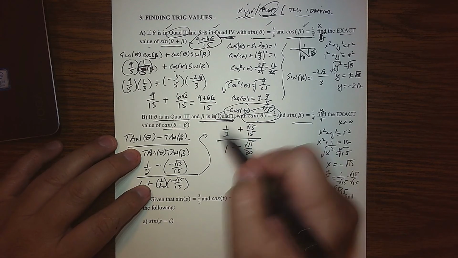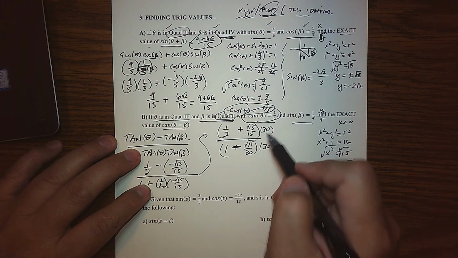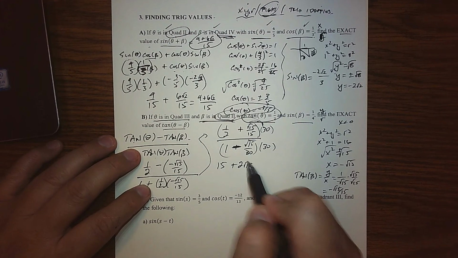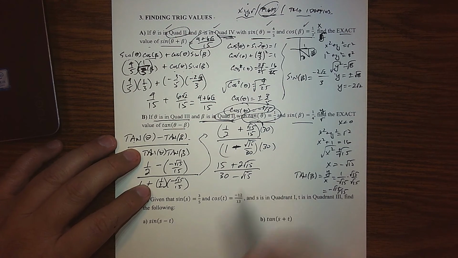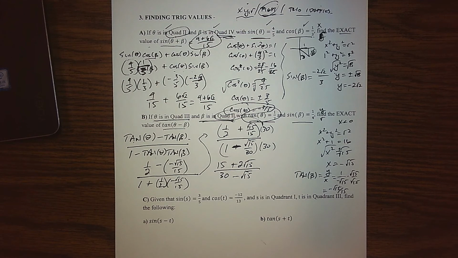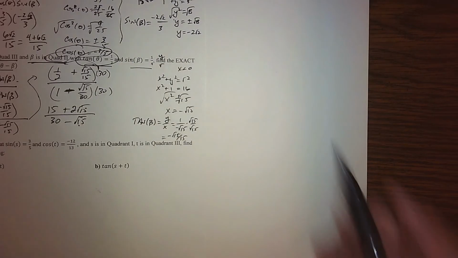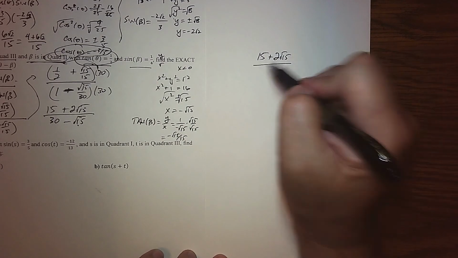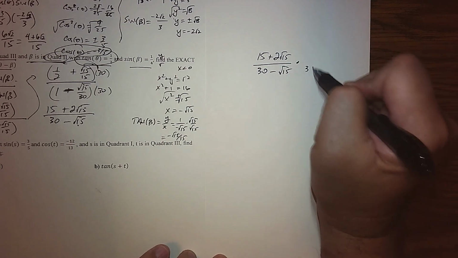Using the same trick upstairs and downstairs, the common denominator is 30. So I'll multiply both upstairs and downstairs by 30 and distribute. We end up with 15 plus 2 square roots of 15 on top, and on the bottom we end up with 30 minus the square root of 15. Good news, bad news: we've kind of reduced it, but we still have a radical down on the bottom. Let me give myself some more paper here. We've got to rationalize that denominator. Right now we have 15 plus 2 square roots of 15 all over 30 minus the square root of 15, so we need a conjugate.